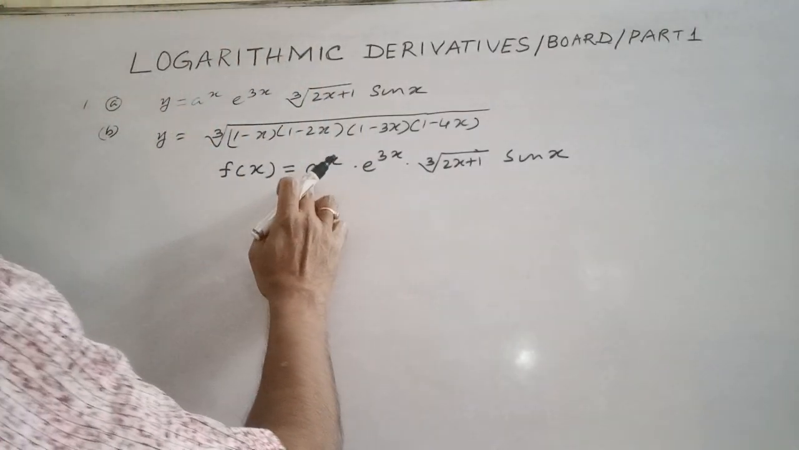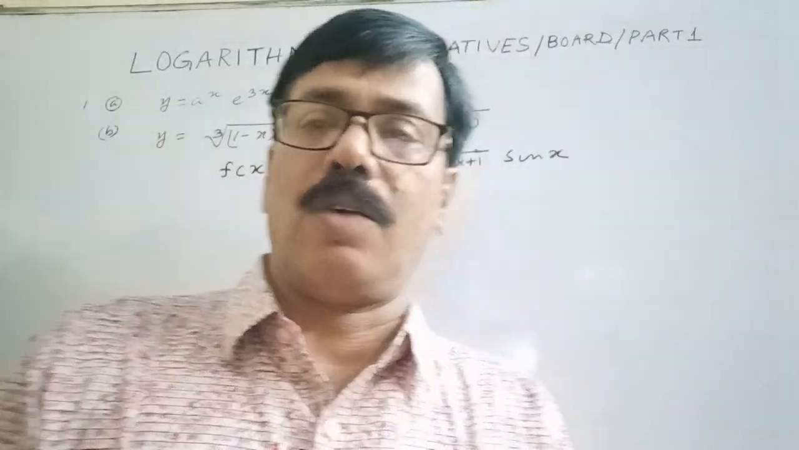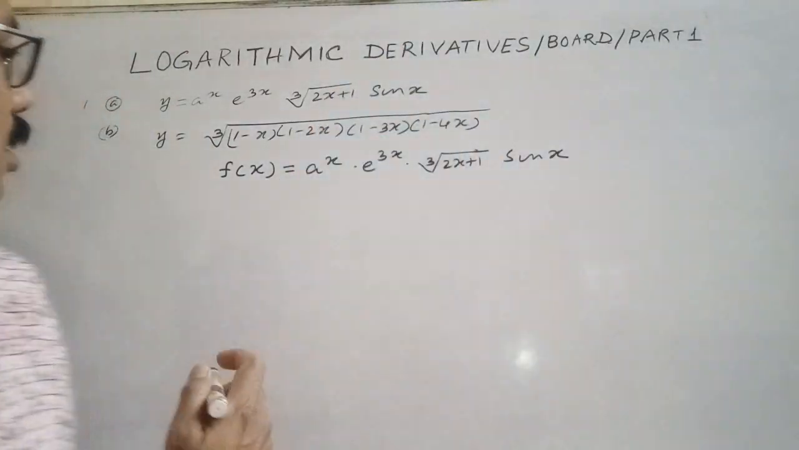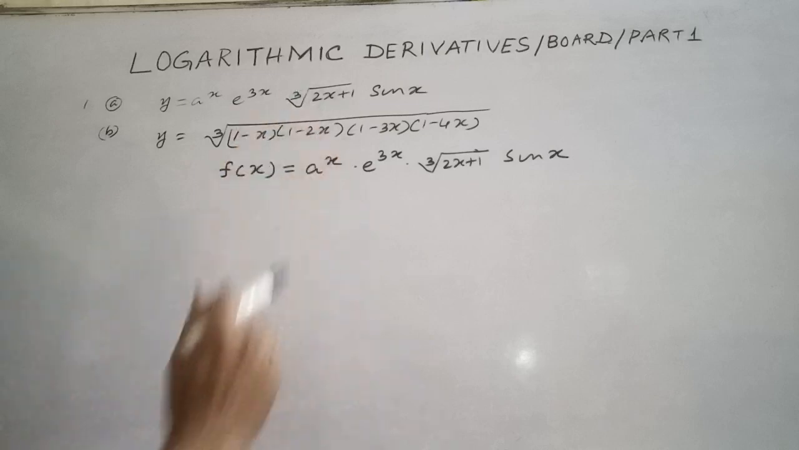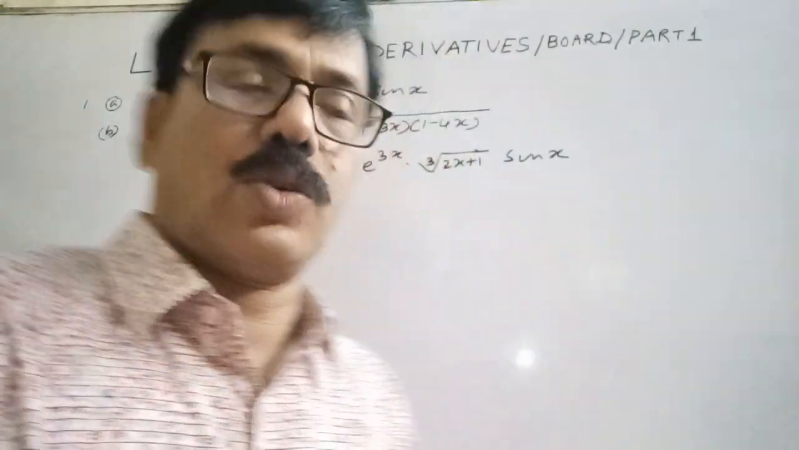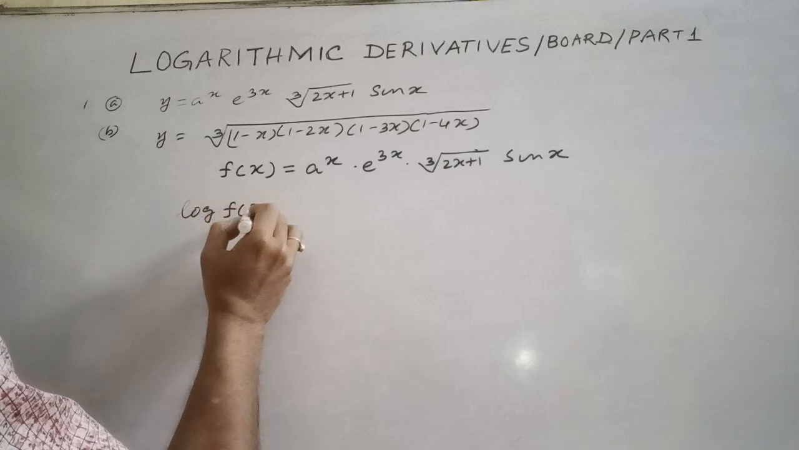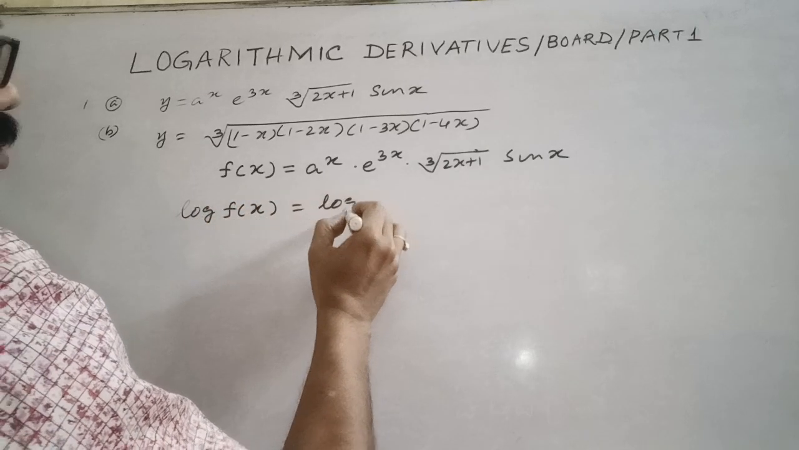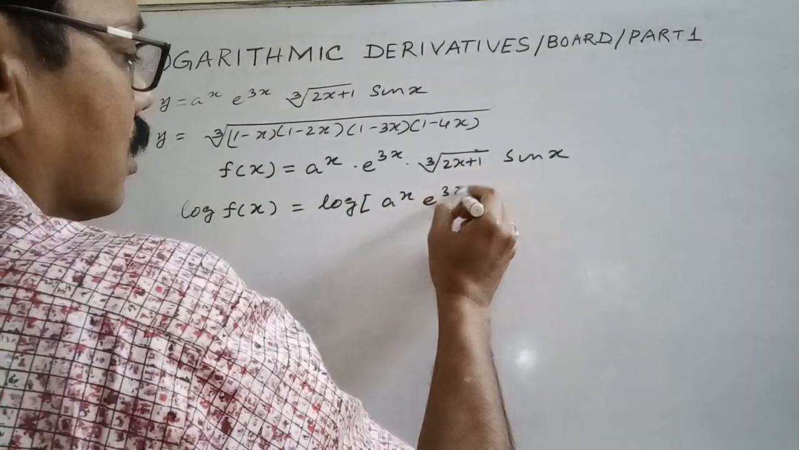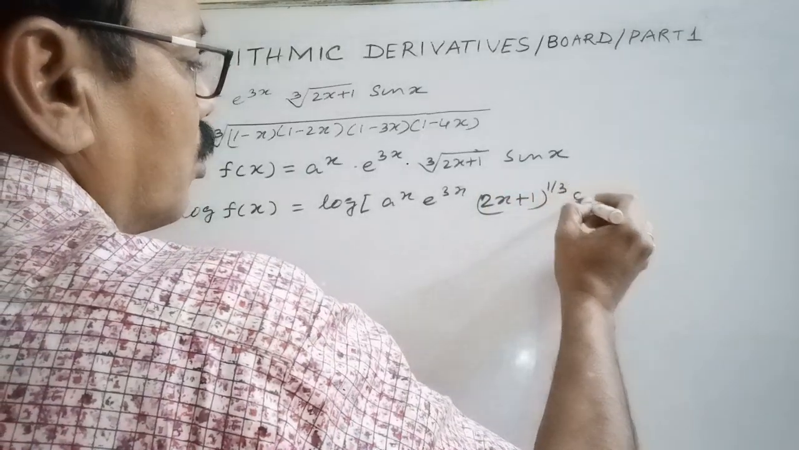But if it is 4, if you take this as 1 and this as 1, then performing the derivative will be how lengthy. So in this case we take log on both sides. So what will be the advantage? Log of product equals sum of logs. So log f(x) or log y equals log of a to the power x, e to the power 3x, (2x plus 1) to the power 1 by 3, into sin x.